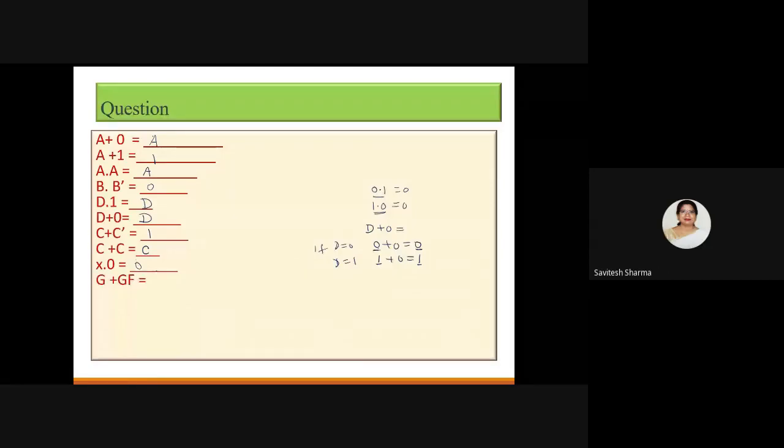Tell me G plus GF. What is G plus GF? So you have to expand it. I told you the consensus theorem. I am explaining this. If you apply it, it is G dot G plus F. Again you will apply the theorem. So what will it be? Again it is coming G plus GF.